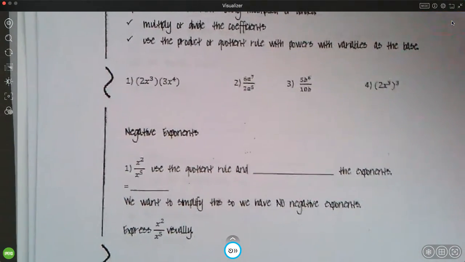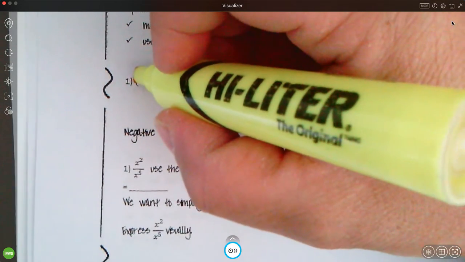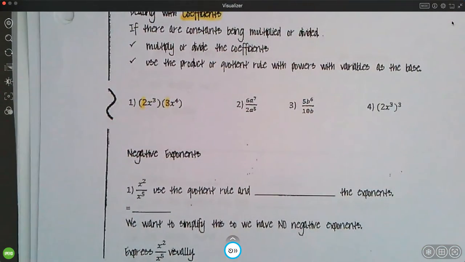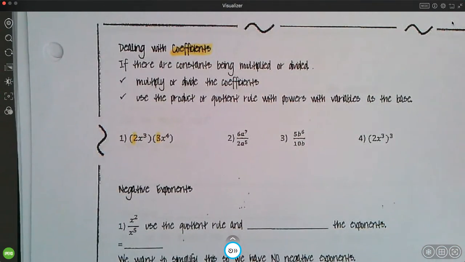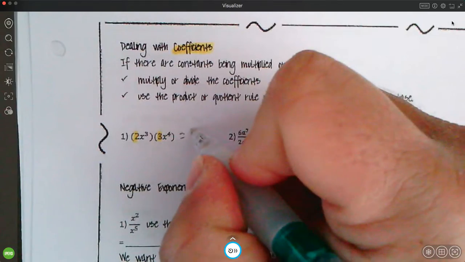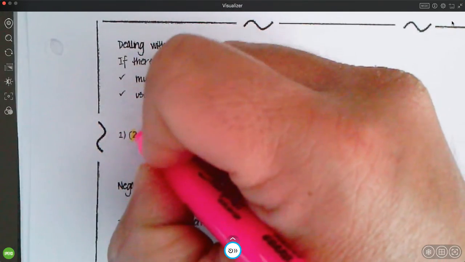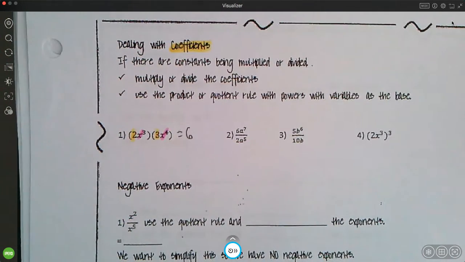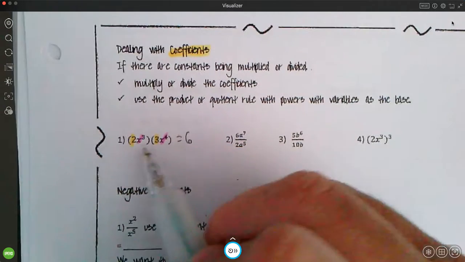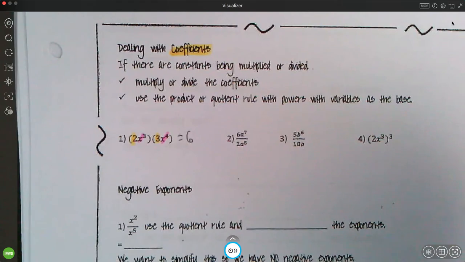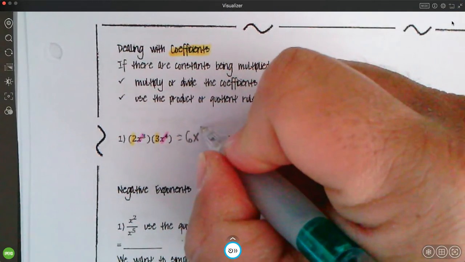So for example, let's go through these here. So I'll highlight the coefficients yellow. Okay. So that normally means right there, that means multiplication. So 2 times 3 would just be 6. But then if I highlight in pink the variables, this is where I'm going to be using my exponent rule. So we learned that last week. If you have the same bases and they're being multiplied, you just do what to the exponents? Add them or subtract them or divide them or multiply them. Yeah, you just add them. So this would be x to the 7th.